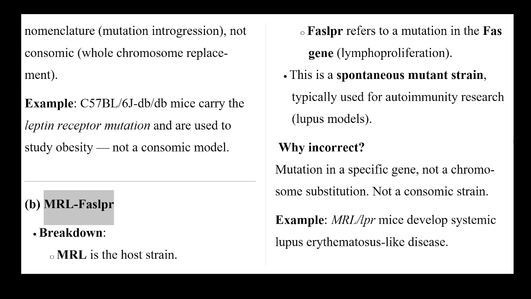B. MRL facile pair. Breakdown: MRL is the host strain. Facile pair refers to a mutation in the FAS gene, lymphoproliferation. This is a spontaneous mutant strain, typically used for autoimmunity research, lupus models. Why incorrect? Mutation in a specific gene, not a chromosome substitution. Not a consomic strain. Example: MRL/LPR mice develop systemic lupus erythematosus-like disease.